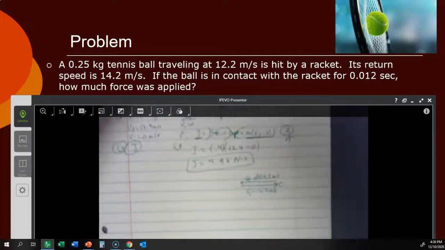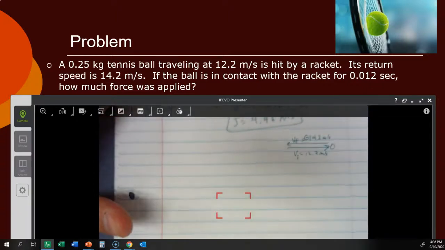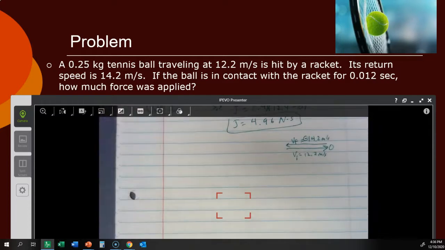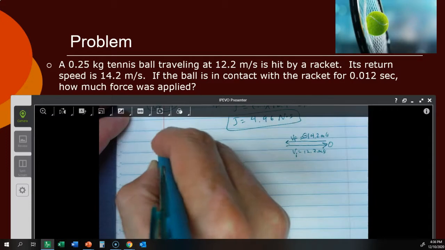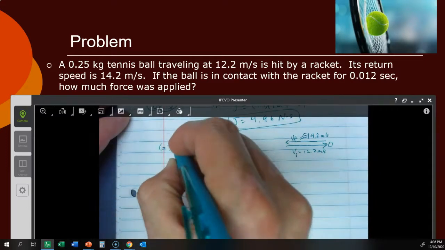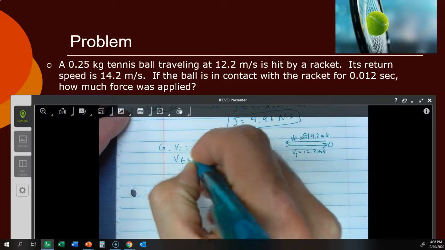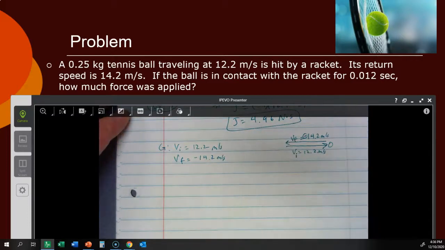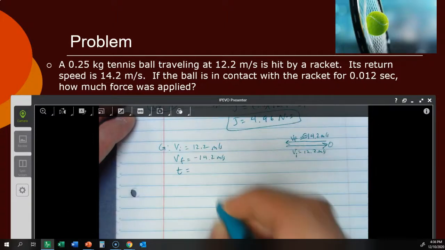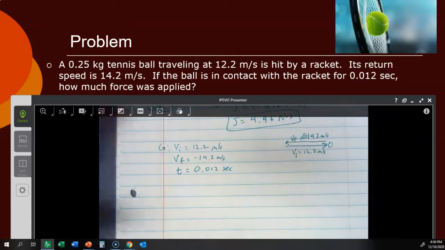All right, so now we drew our picture, and I'm hoping that you're seeing right now the reason why it was so important to draw that picture is because of the direction change. Be real careful about direction changes. So let's look at our givens now. The problem gives us our VI, which is 12.2. It gives us our VF, which is negative 14.2. Again, be really careful about negatives. Problem also gives us our time. Time cannot be negative. It's always positive because it's a scalar, 0.012 seconds.